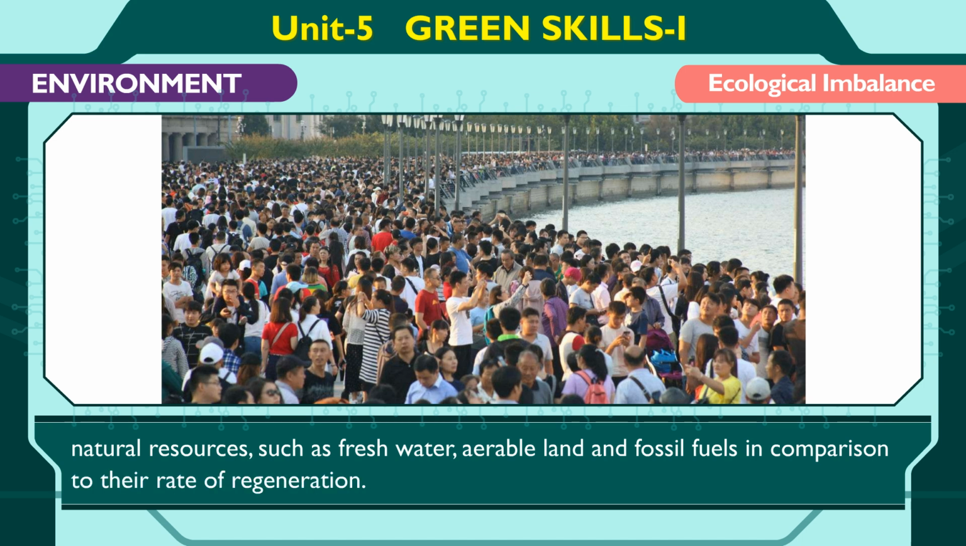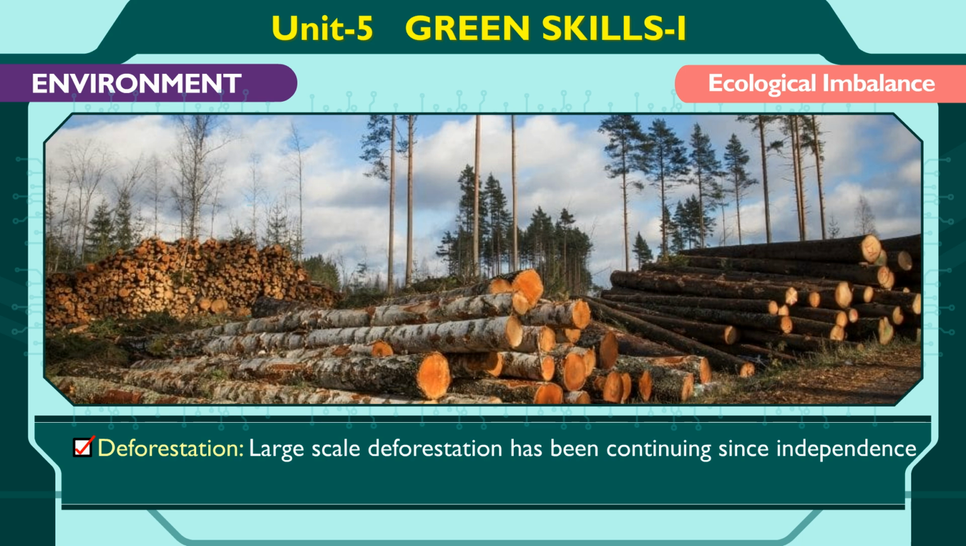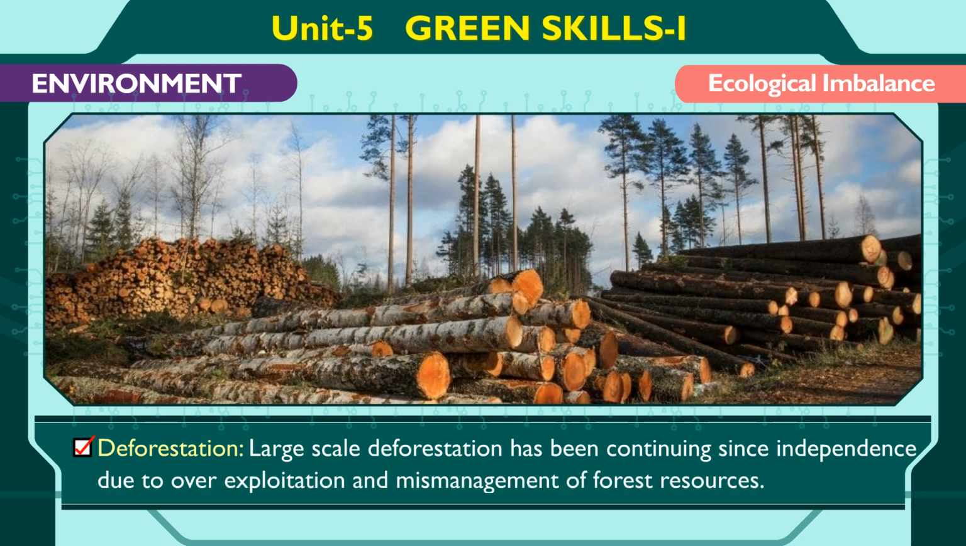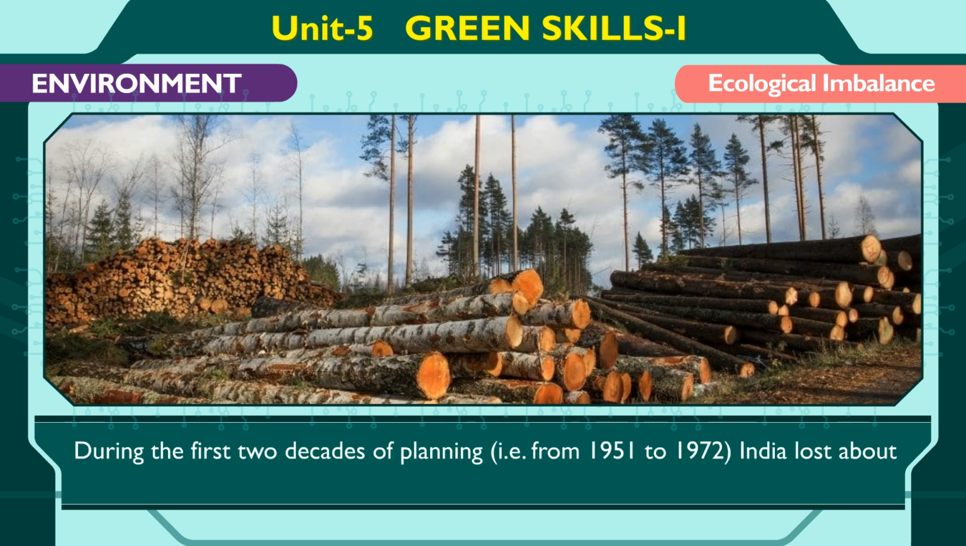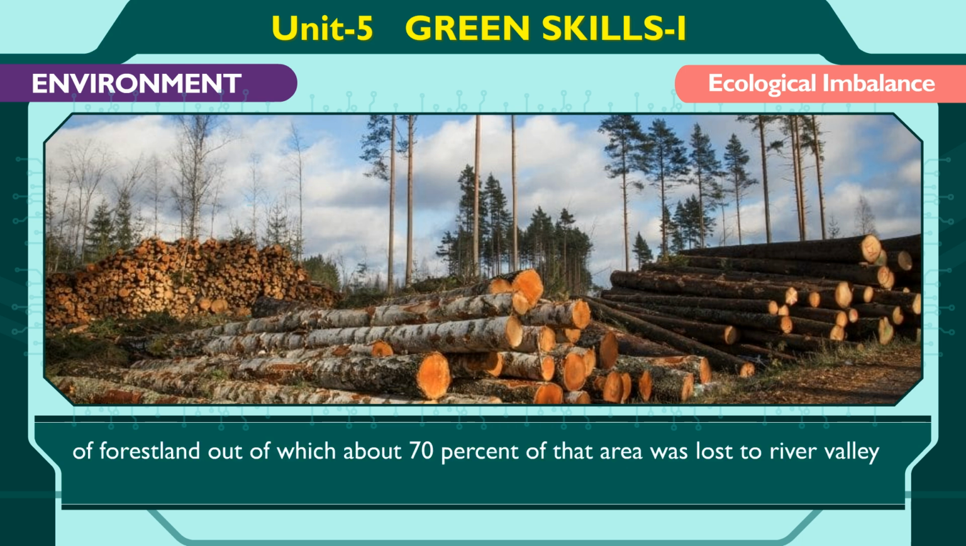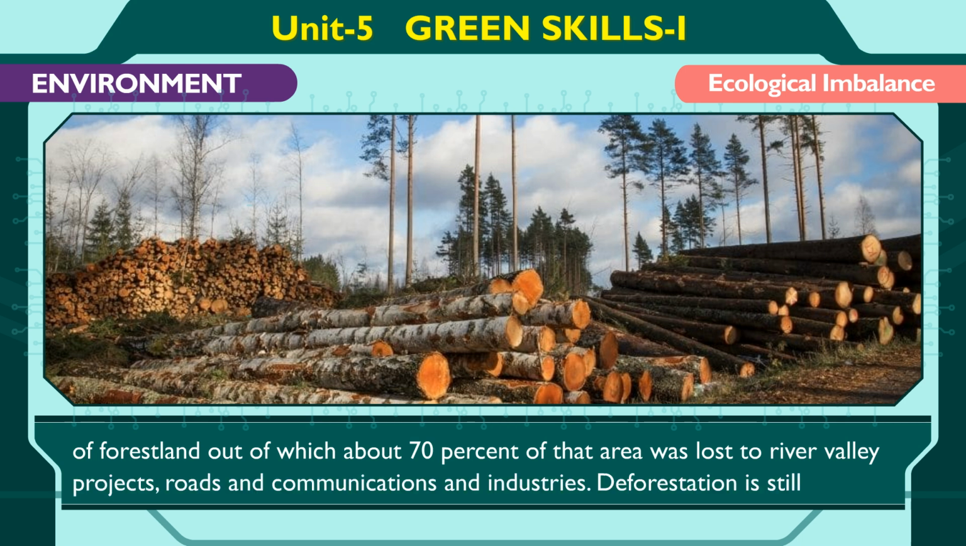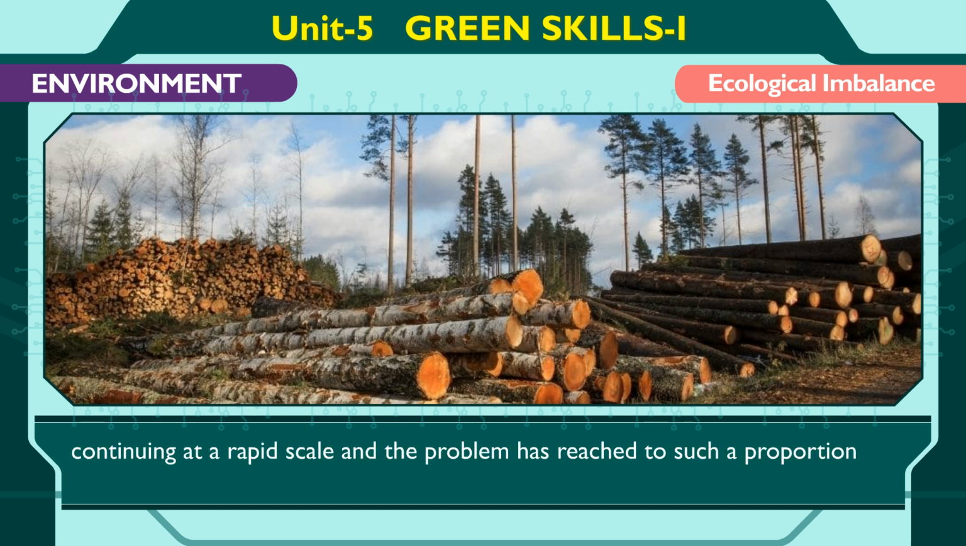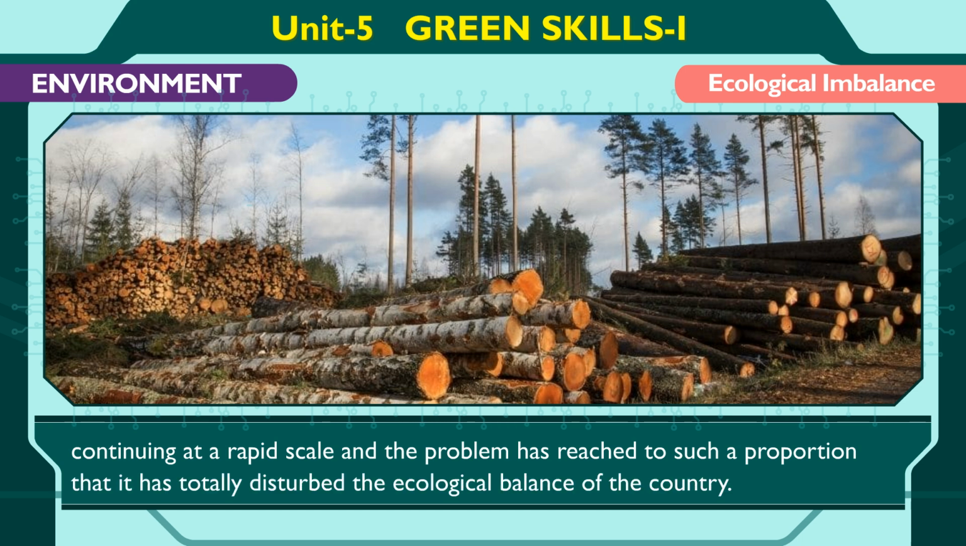Deforestation. Large-scale deforestation has been continuing since independence due to over-exploitation and mismanagement of forest resources. During the first 2 decades of planning, that is from 1951 to 1972, India lost about 3.4 million hectares of forest land, out of which about 70% of that area was lost to river valley projects, roads, and communications and industries. Deforestation is still continuing at a rapid scale, and the problem has reached such a proportion that it has totally disturbed the ecological balance of the country.